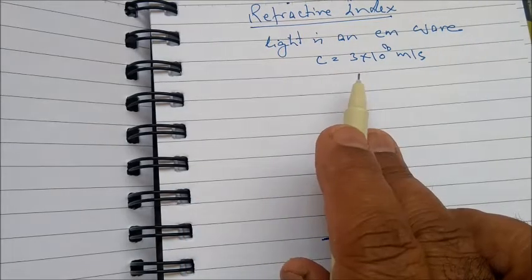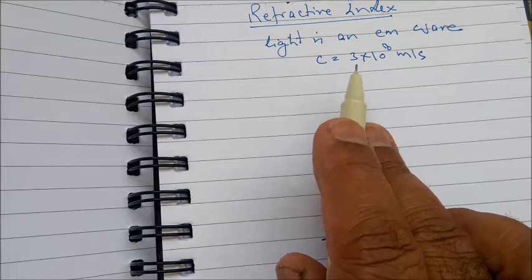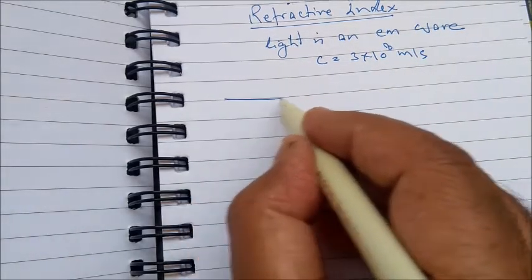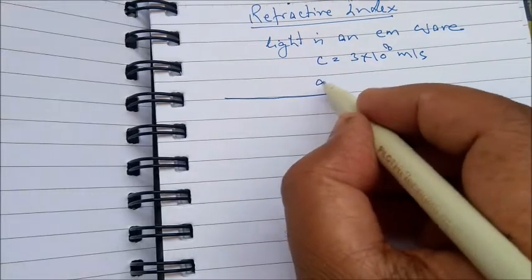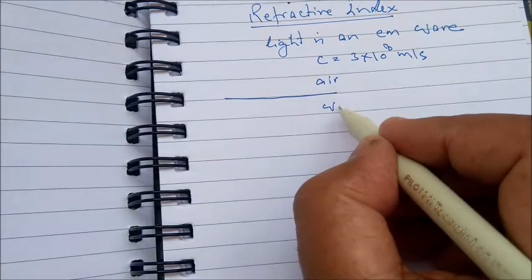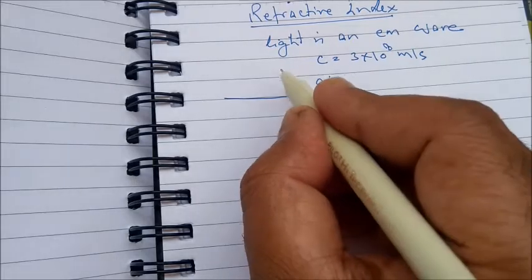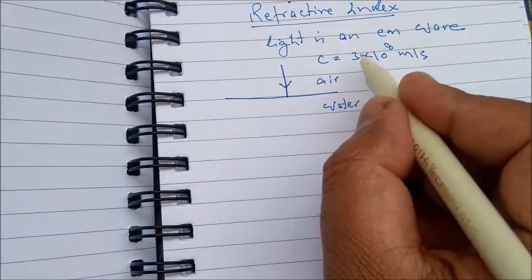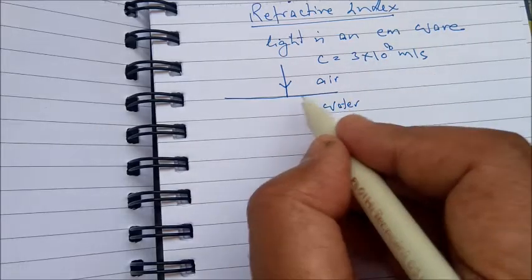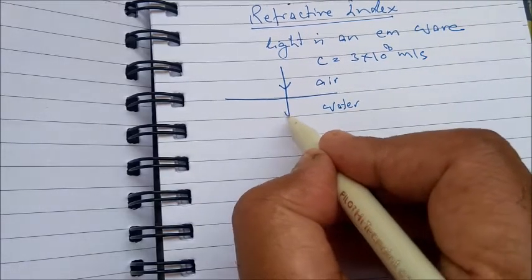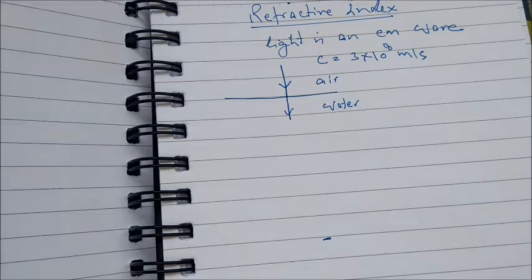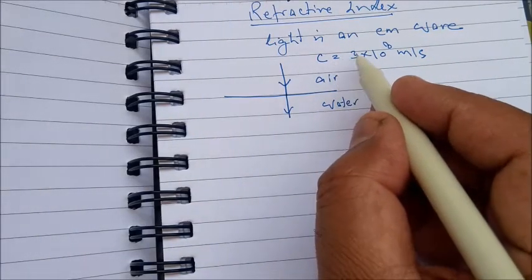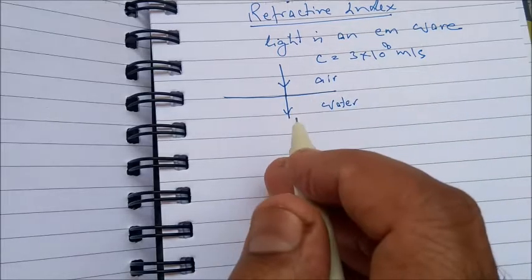Now this is the maximum speed of light. Whenever light enters into a medium, the speed decreases. For example, if I take air and water and a light ray, in air the speed is 3 into 10 raised to power 8, but as it enters into water, the speed here is less than the speed of light in air or vacuum.